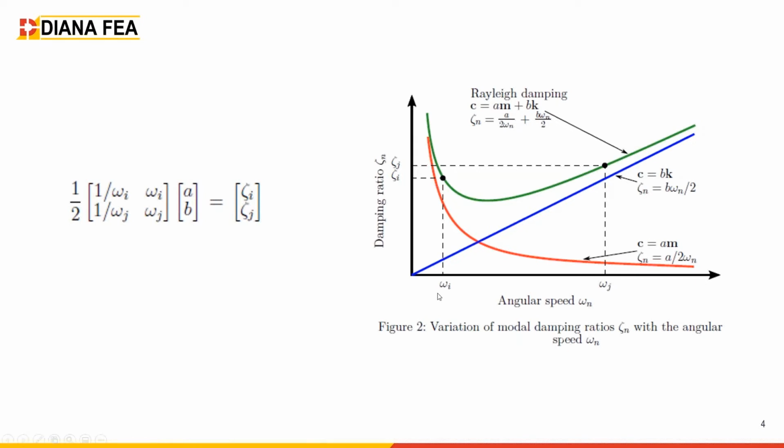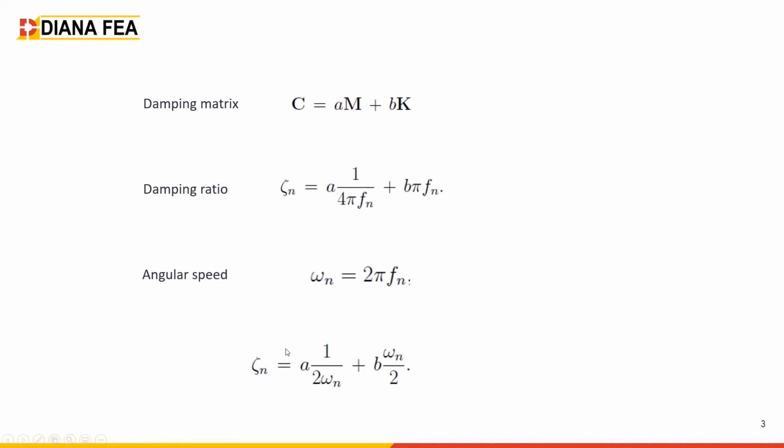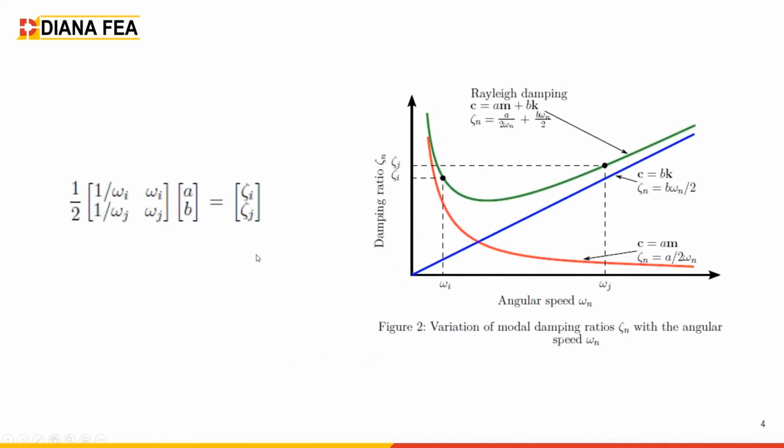If we want to determine the Rayleigh damping parameters A and B from a specified damping ratio for a mode i or a mode j, based on the formula of Chopra that we have here, but written for a mode i and a mode j, we can put that in the form of matrices, and basically the two unknowns are A and B.